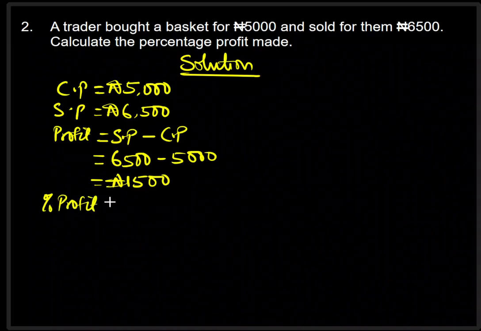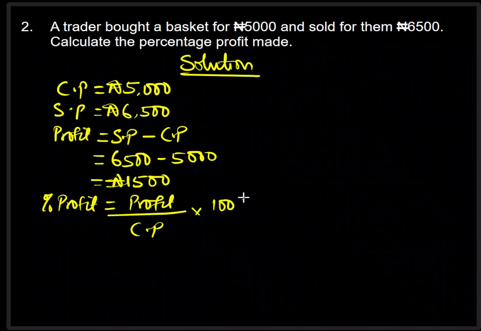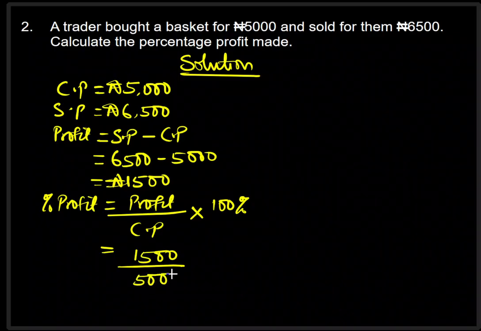So our percentage profit will be profit all over the cost price times 100%. So that will give us our profit, 1,500 naira, all over 5,000, then times 100%.